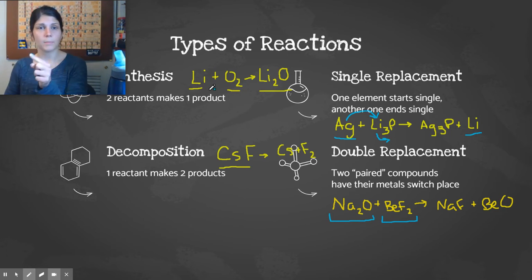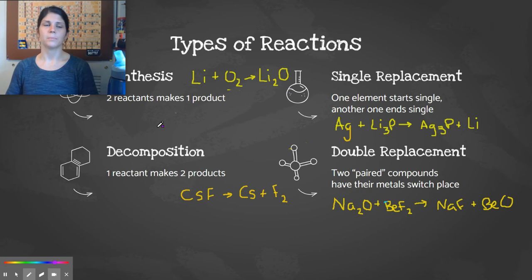In synthesis, you have individual elements coming together. In decomposition, you start with just one reactant. In single replacement, you have one thing that's single. In double replacement reactions, it's the only one where you have two ionic compounds, a metal and a nonmetal. And what's going to happen is this sodium will come in and switch with beryllium. So now sodium is going to be next to fluorine. And beryllium is going to switch, so it'll be where sodium was, beryllium will be next to oxygen, which is exactly what we see. Sodium has come in and kicked out beryllium, sodium is next to fluorine, and beryllium has moved over and it's next to oxygen.